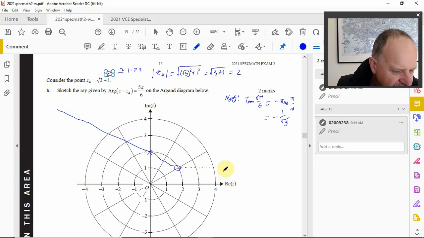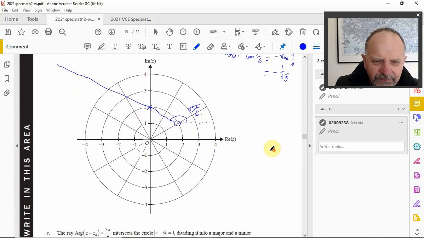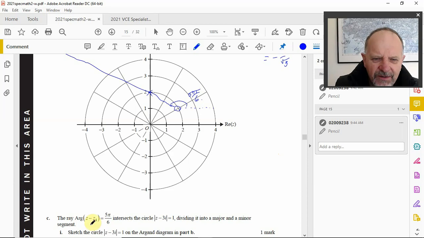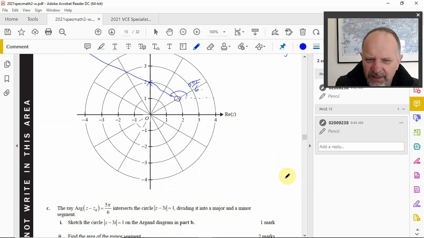All right. And so that's it. And so this angle around in here is 5 pi on 6. All right. So there's that particular one. Sketching that ray. All right. Now it says that ray that we've just drawn intersects the circle where the magnitude of z minus 3i is equal to 1. All right. It's dividing it into a major and minor segment. We'll get to that bit in a minute.